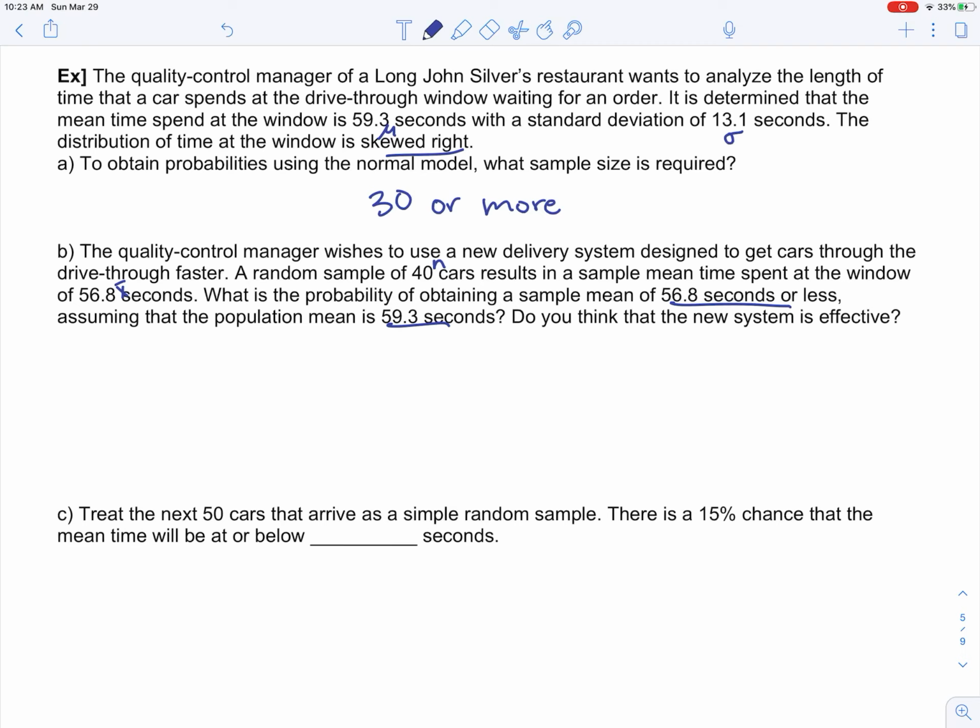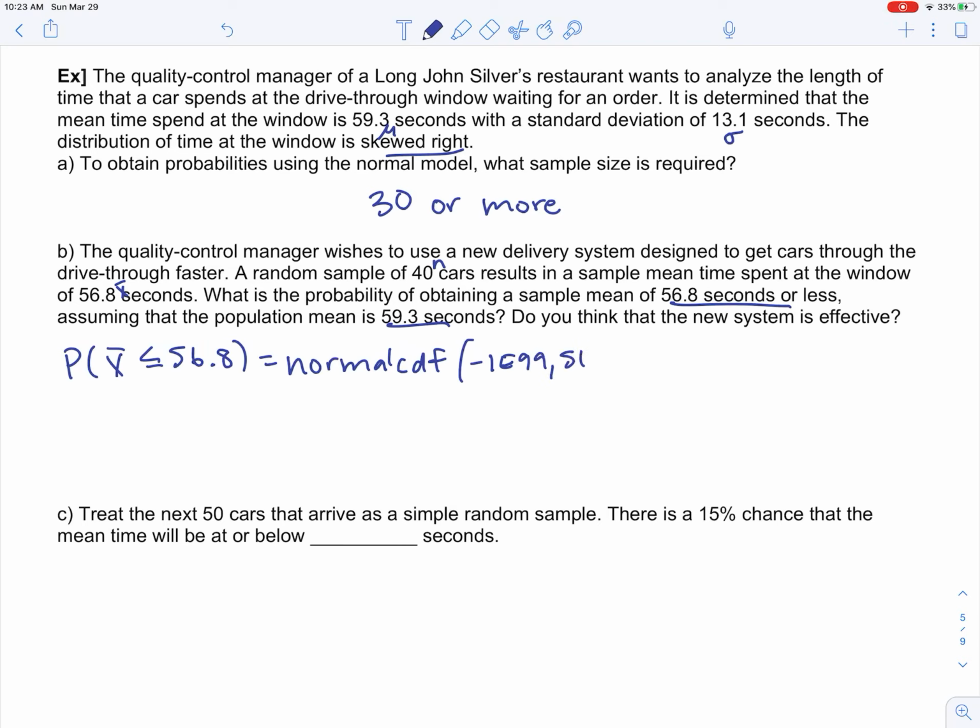So they're trying a new system. What we want to figure out is, is getting a sample mean that low using the original system even surprising? Would it be unusual to get one that low? If it would be, then it might be worth changing to the new system. Otherwise, the new system isn't really effective. We might want to just keep the old one the way it is. So we're being asked to find the probability that X bar is less than or equal to 56.8 seconds. So we'll be doing a normal CDF.